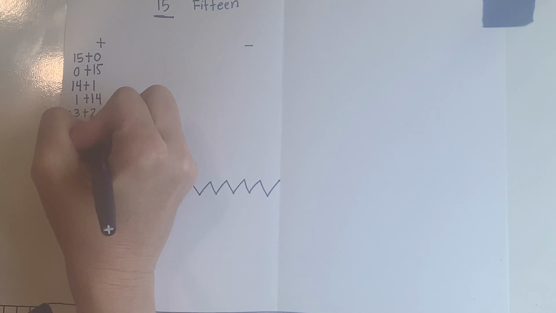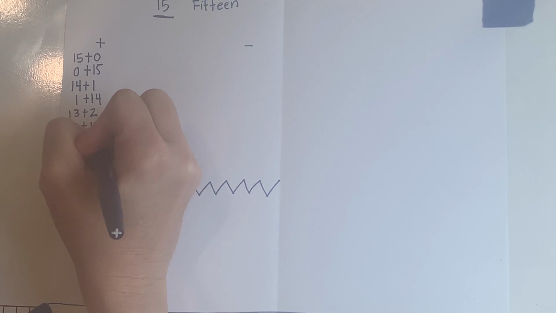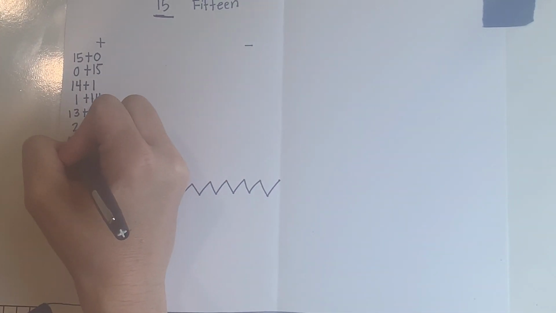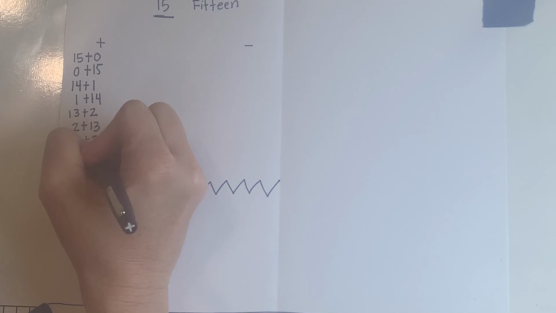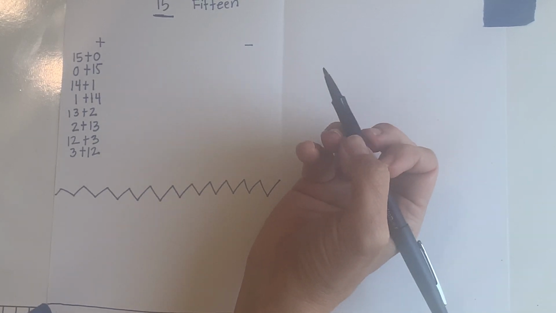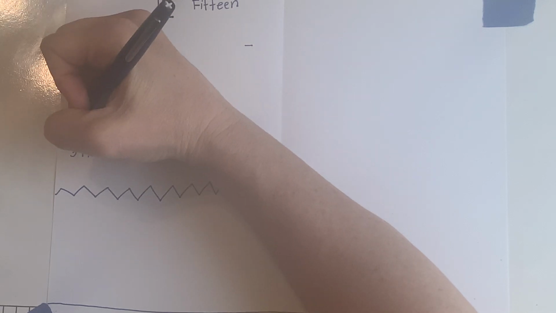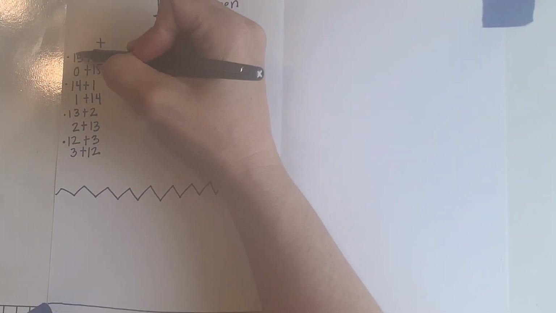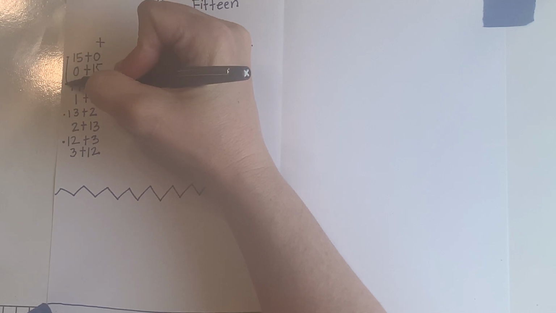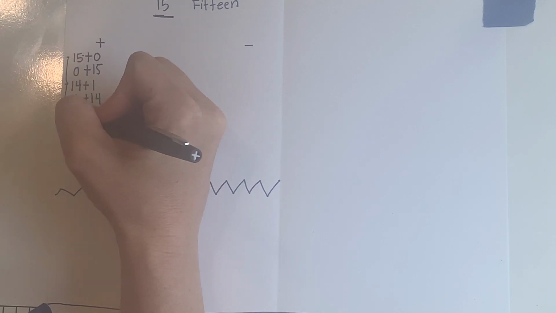13 plus 2, and then using the commutative property, 2 plus 13. I could do 12 plus 3 and 3 plus 12. In math, one of the things we do as mathematicians is we look for patterns. I'm seeing a pattern here. Let's look at this together. 15, 14, 13, 12. This side is decreasing every other expression. So 15, 14, 13, 12.